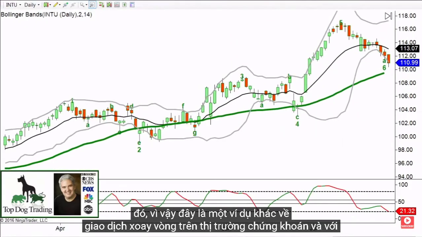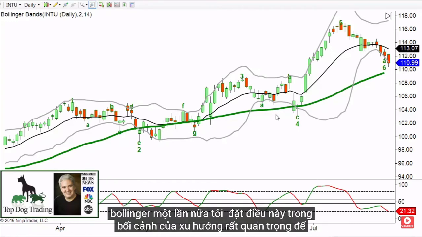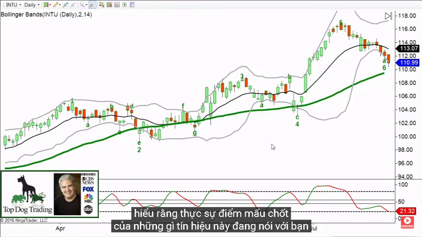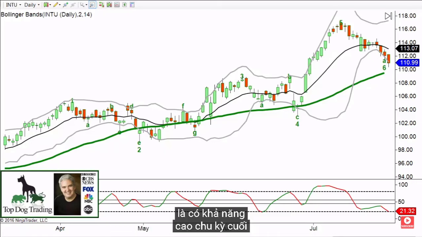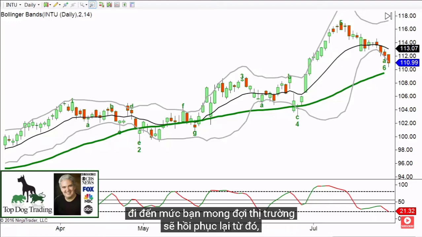So here's another example of the stock market, swing trading this, and with the Bollinger Bands. So again, I like to put this in the context of the trend. Very important that you understand that really the bottom line of what this signal is telling you is that there's a high probability final cycle high. That's the key. That's the real point here. Then you need to look at where you are in the trend as far as price structure goes, as to how far you expect the market to retrace from that.